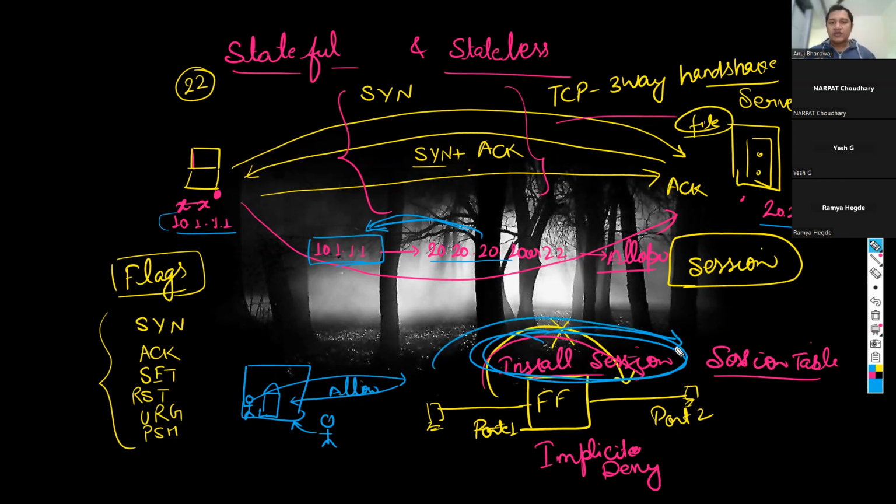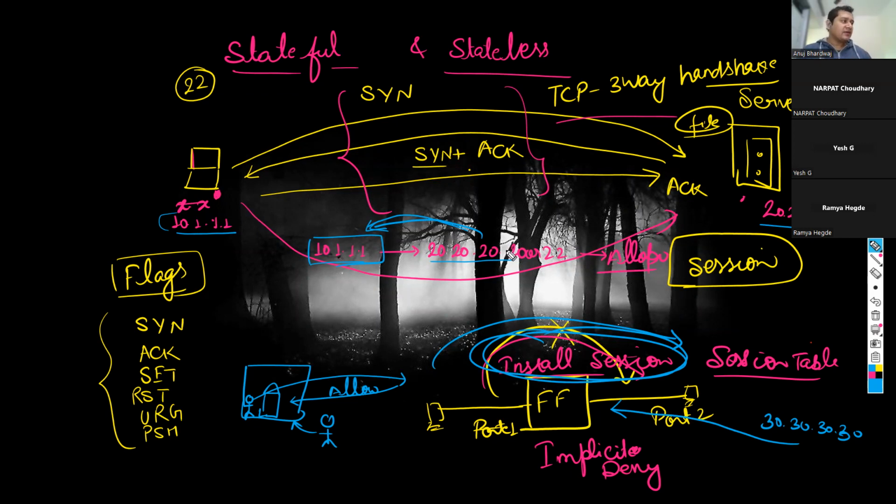It will keep the record that, okay, whatever the traffic I have allowed has passed my firewall. Now let it come back. But if any unintended guy, let's suppose 30.30.30, is trying to come from this side, then you will not allow it. There's no rule for that one, and the firewall will block it.